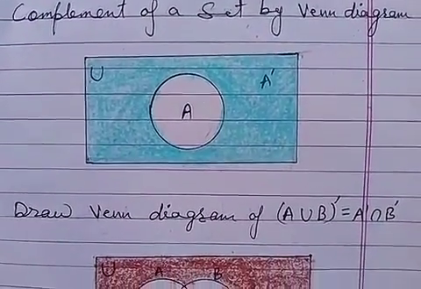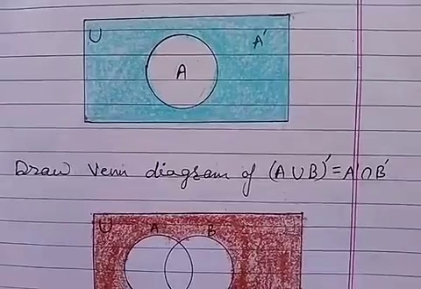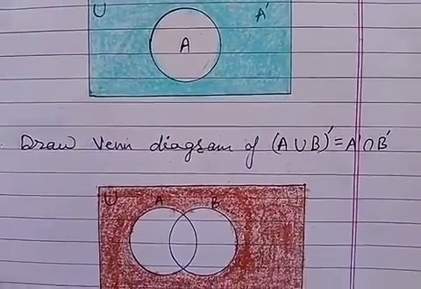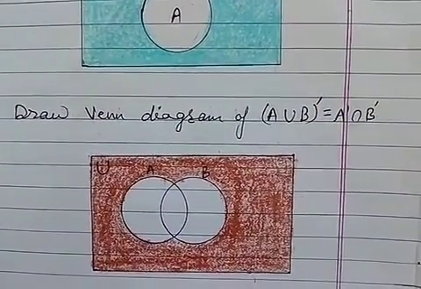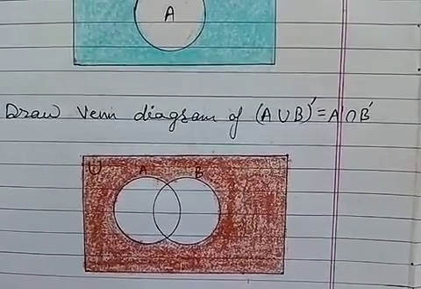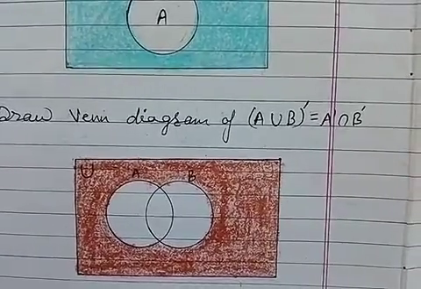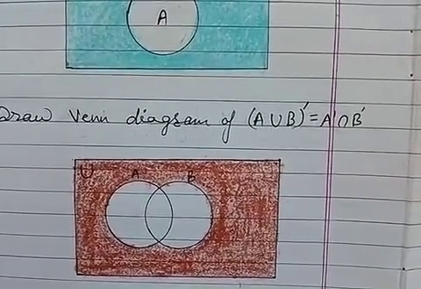Draw the Venn diagram of (A union B) dash equals A dash intersection B dash. This is De Morgan's law property, so we can represent it by Venn diagram. U is a universal set and represented by a rectangle. A and B be any two circles representing sets here.